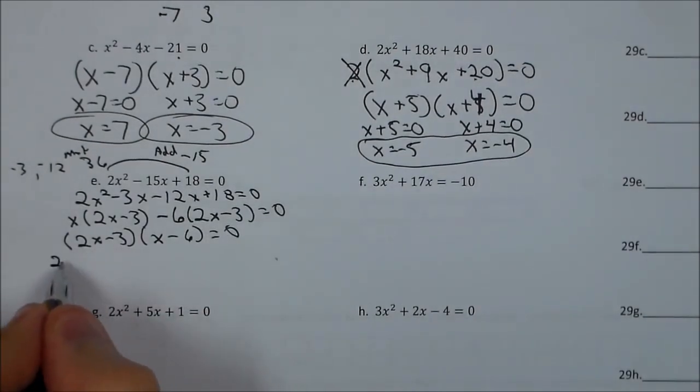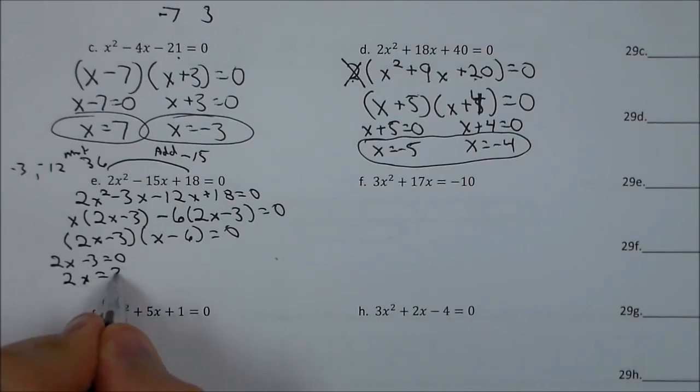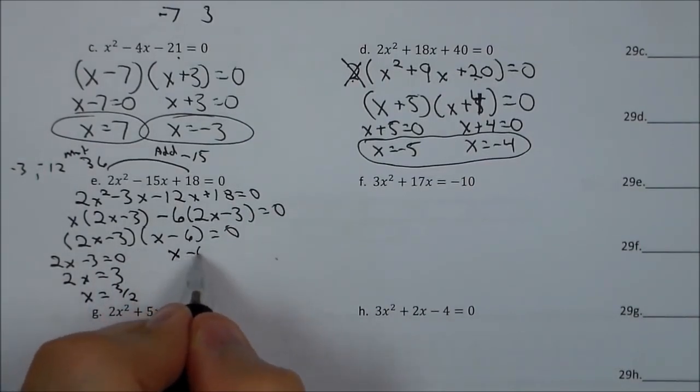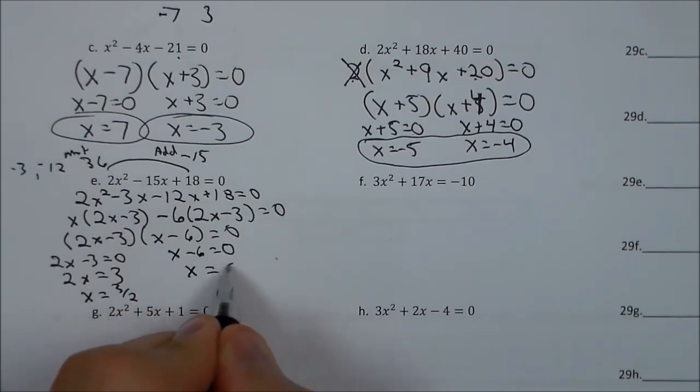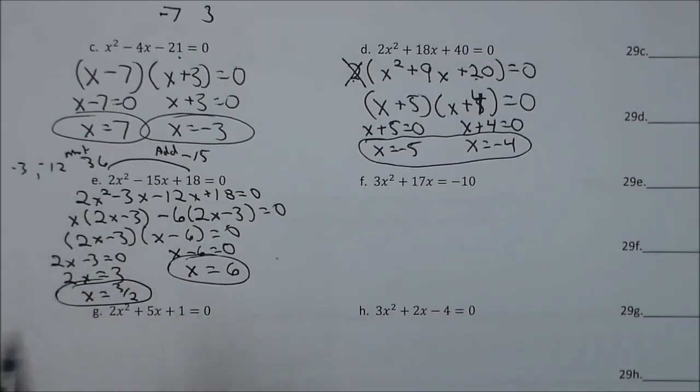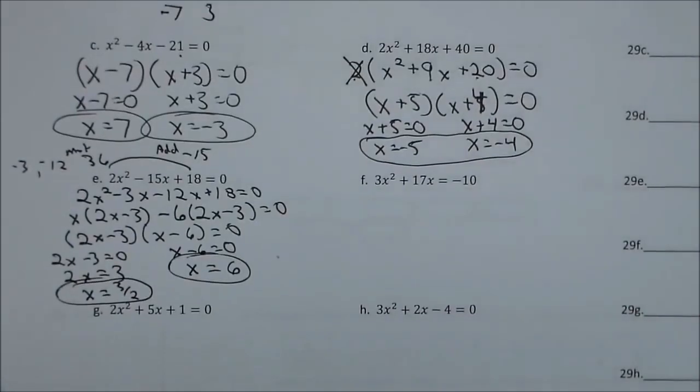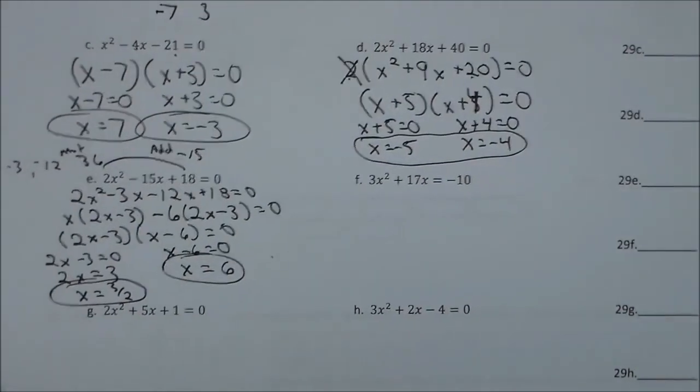So now I can say 2x minus 3 equals 0, which becomes 2x equals 3, and x equals 3 over 2, or x minus 6 equals 0, and x equals 6. So our two solutions are 3 over 2, and x equals 6.